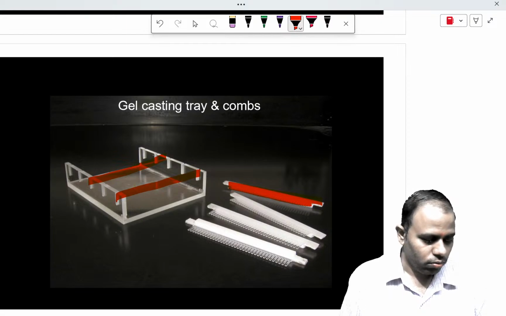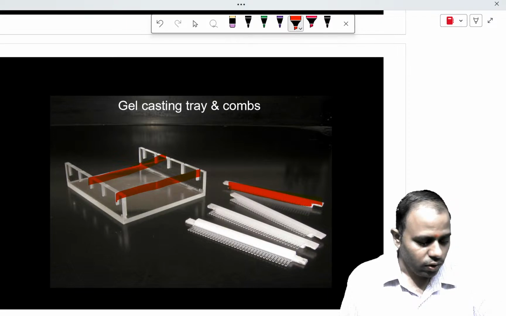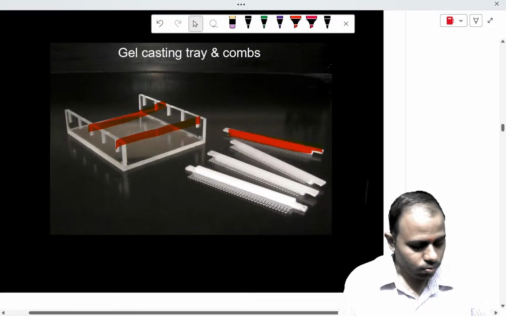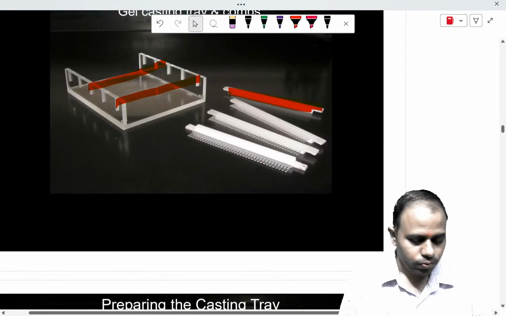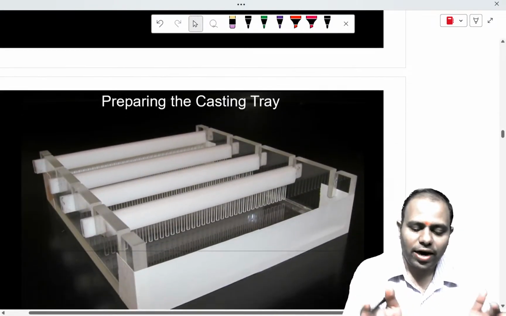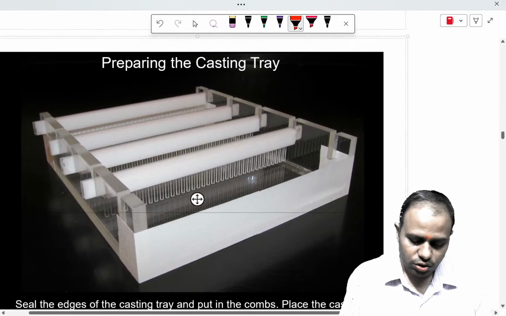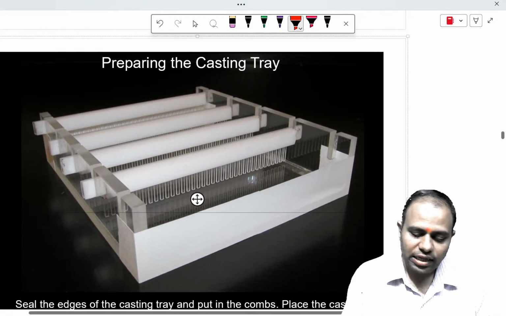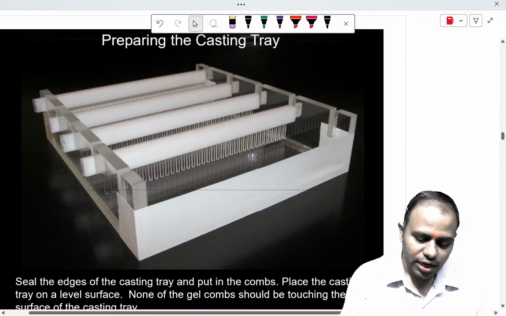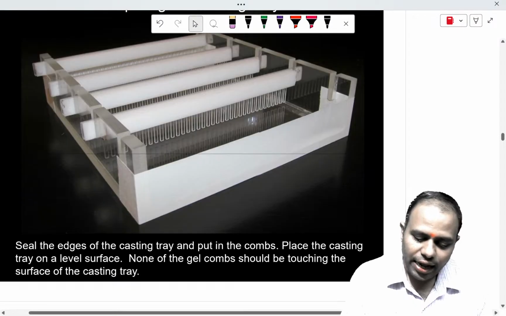At the desired length these combs can be attached, and when these combs are attached, you can cast the gel. The tray has to be packed from both the sides. You see here, we have applied a tape over here so that the gel is trapped inside this. When the gel is trapped, you pour the agarose here, and it will align, and these kind of wells will be formed. In these wells, the DNA sample will be added.